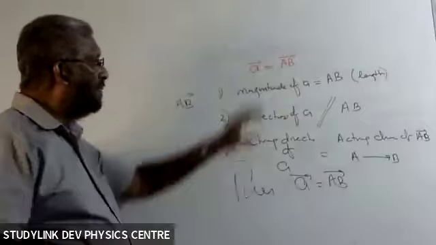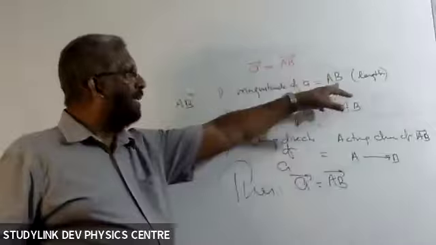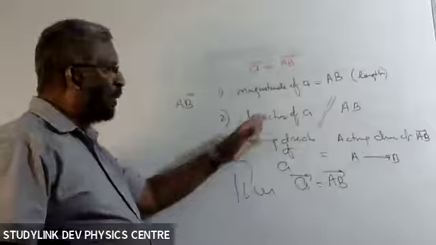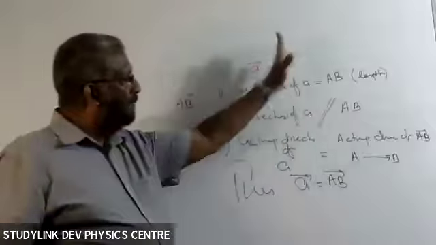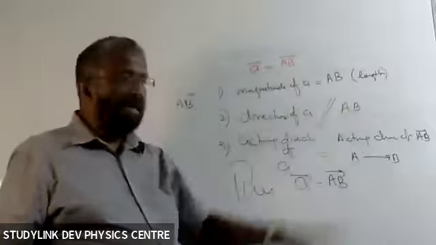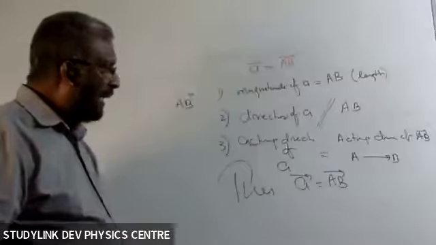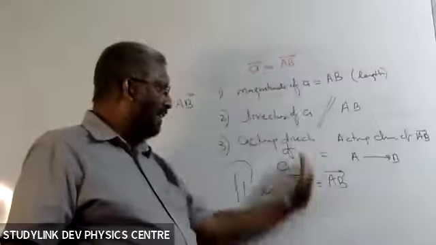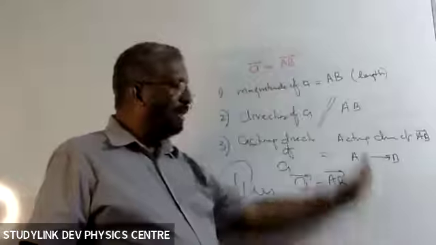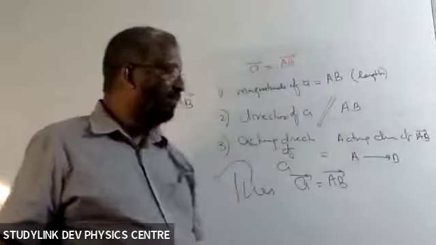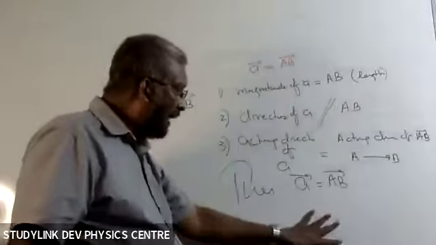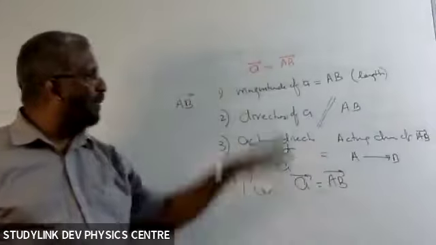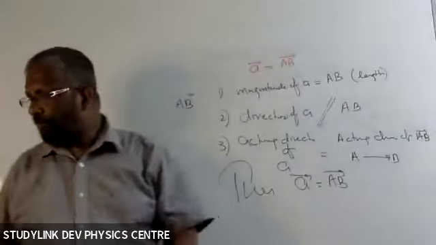Means the magnitude, the value, according to a scale must be equal to AB length. The direction of the vector and AB must be parallel. Acting direction, say this is to the north, then north A to B must be the same direction. If those three conditions are satisfied, then A is equal to AB. Some more examples I'll give you. First, you note it down.